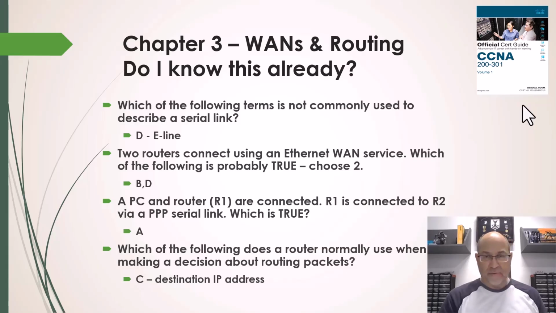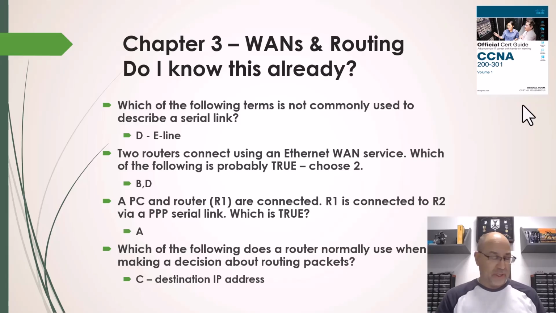Okay, so the first one, which of the following terms is not commonly used to describe a serial link? Well, there's a bunch of terms, but the one that doesn't really fit is E-line. And that was actually the first place I went, wait, what? Because there is a thing called an E1, but not normally used for how we talk about a serial link. Now, I'll talk more about what it means to be serial here in a second.